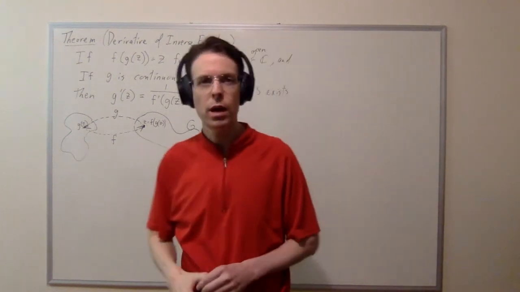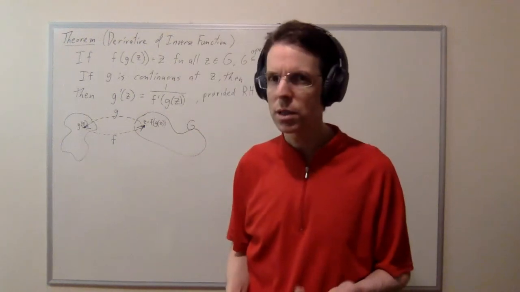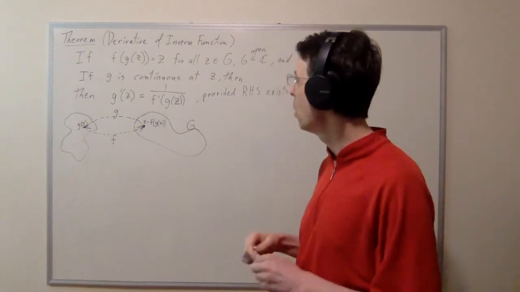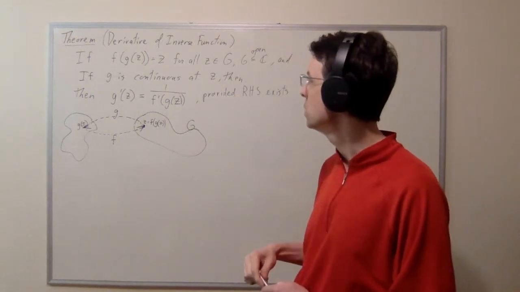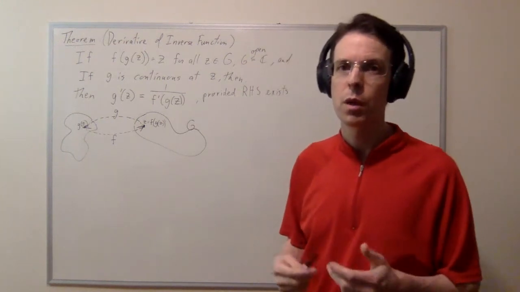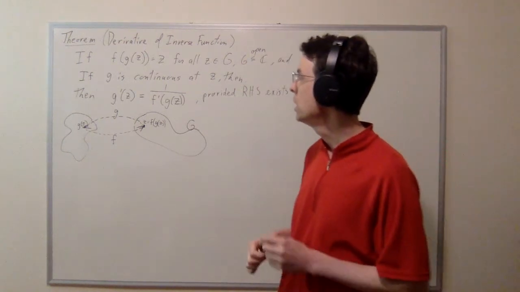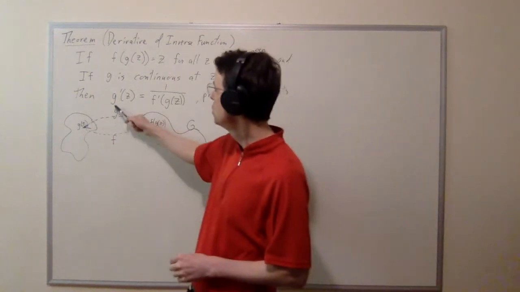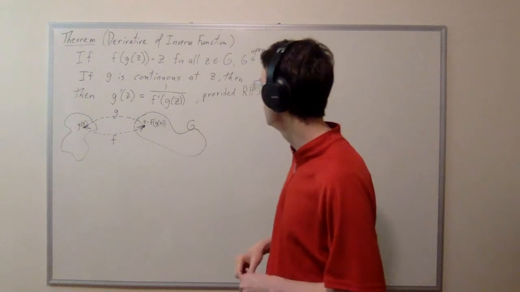This equation, f of g of z, is assumed for all z in some open subset of the complex plane. And we have one more kind of technical and surprising assumption here. You would think that that inverse equation would be enough, but it's not. We need to also assume that g is continuous at some given point z, and then we can provide a formula for the derivative of the function g in terms of the derivative of the function f. And that formula is g prime of z is 1 over f prime of g of z.